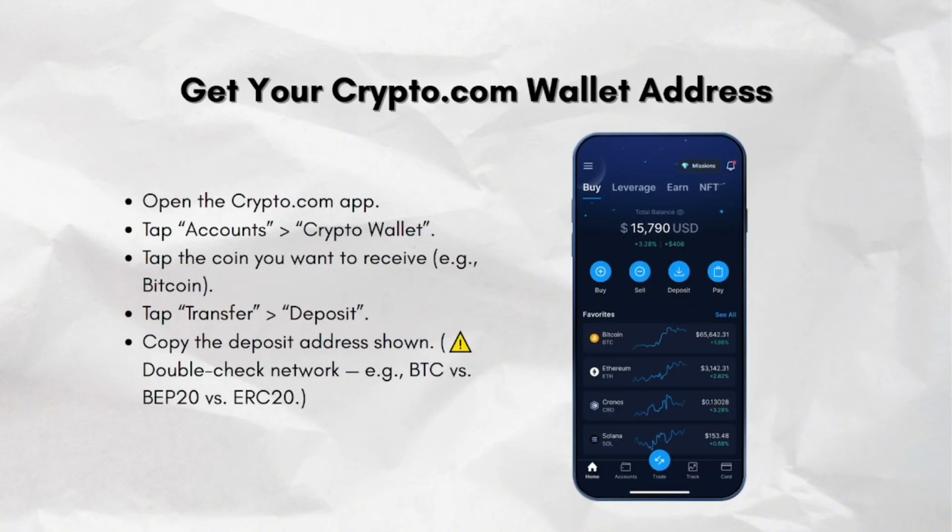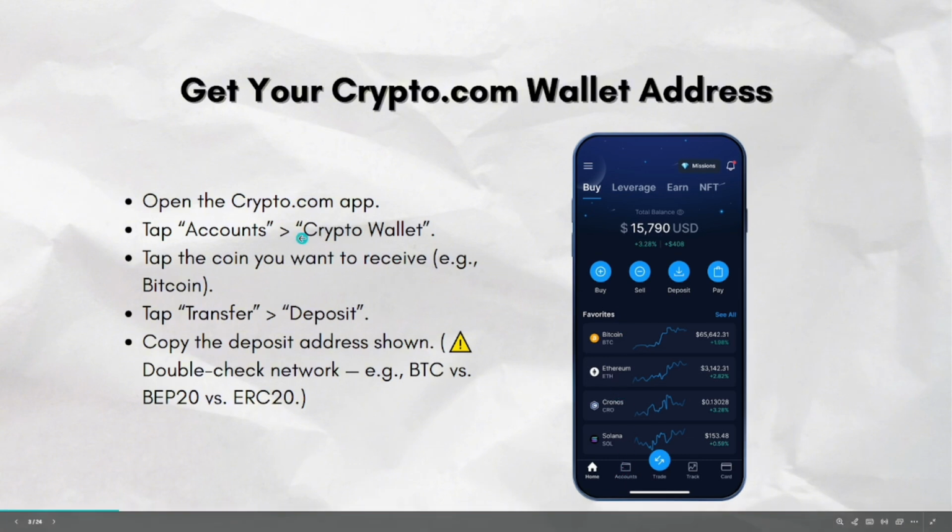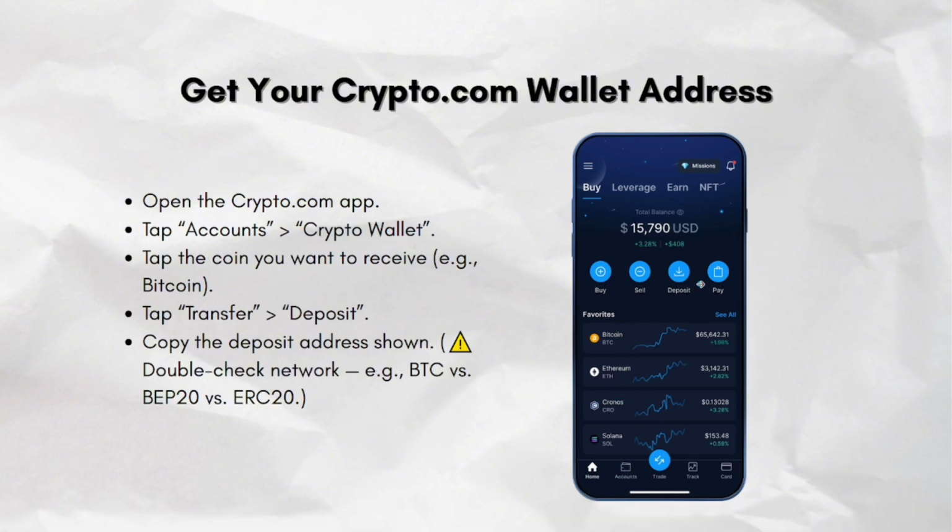Step number 2 is to get your crypto.com wallet address. So open the crypto.com application, tap on the accounts from here, then go to crypto wallet, and then tap on the coin that you want to receive, like for example Bitcoin. So let's say for example this one, and then tap on transfer, then go to deposit. So it looks something like this, and then copy the deposit address shown.